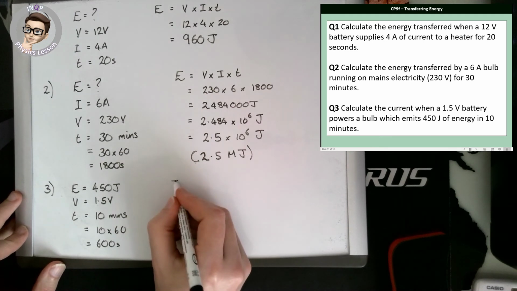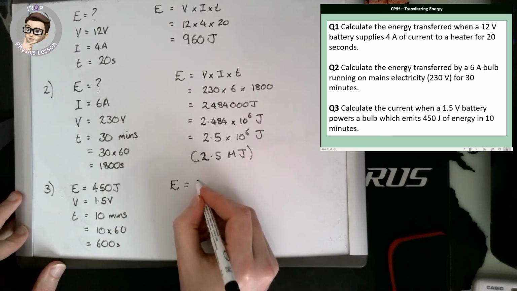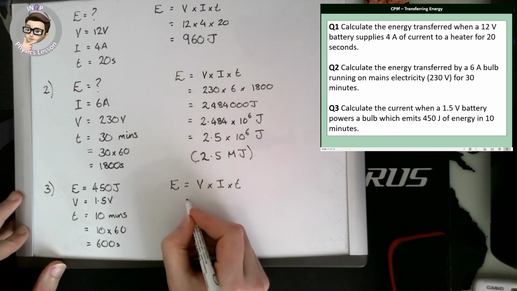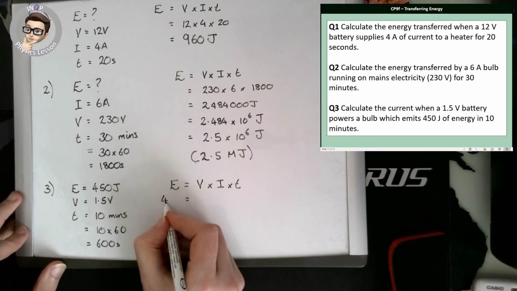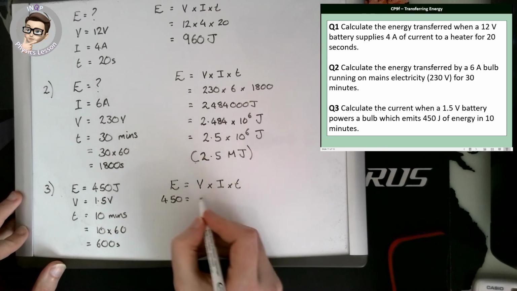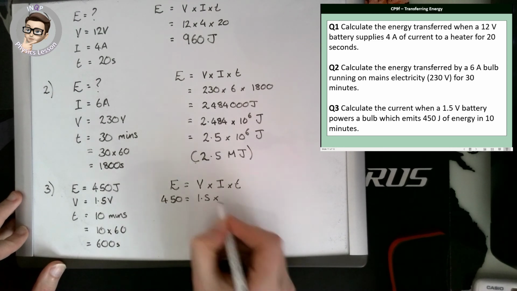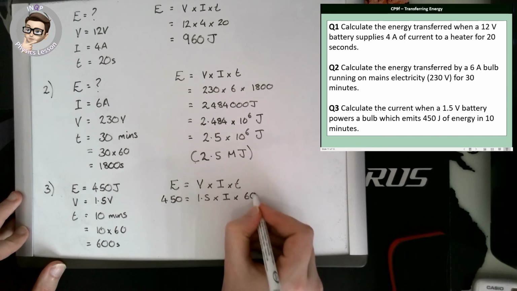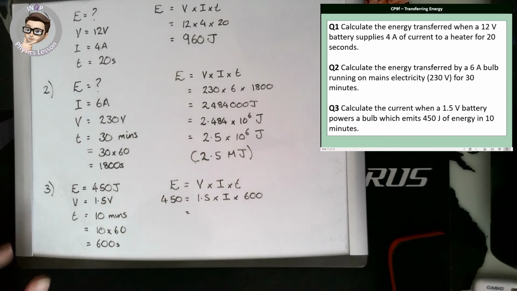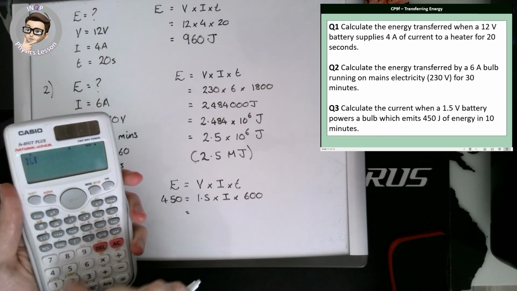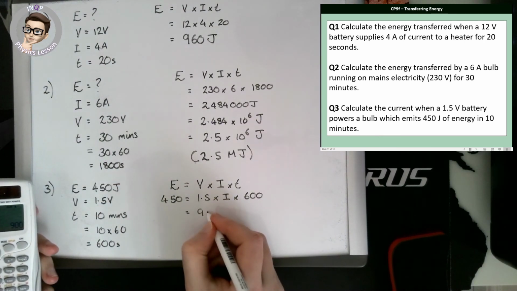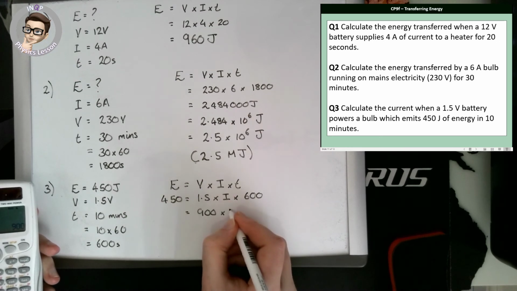We're then going to write our equation down. Don't worry about rearranging at this stage, we can just put the numbers in, because remember that gets you your first mark. So putting your numbers in, 450 is going to be equal to 1.5 times I times 600. Then we can do that first stage. What's 1.5 times 600, which is 900. So I've got 900 times I.